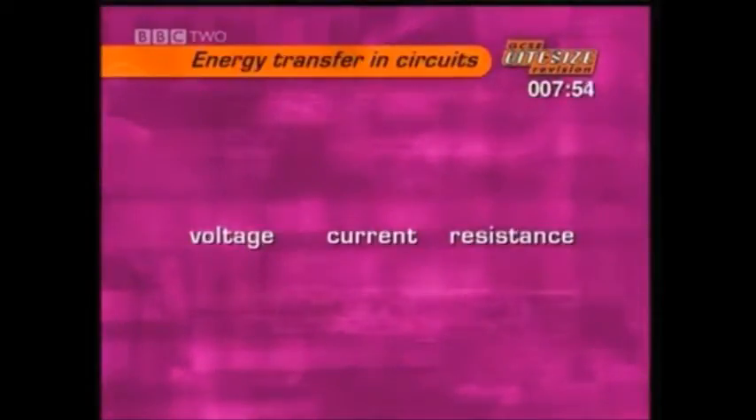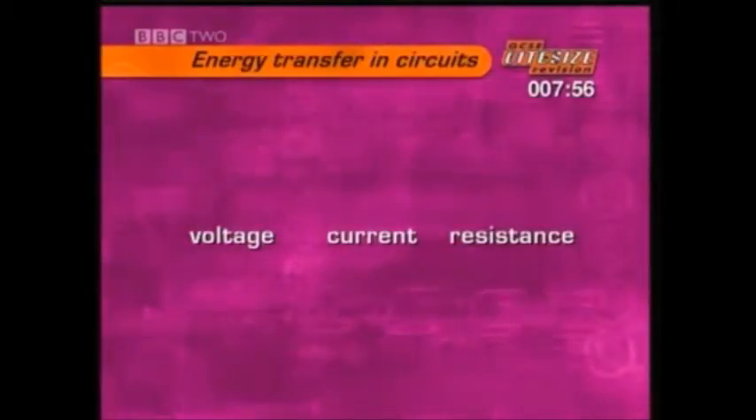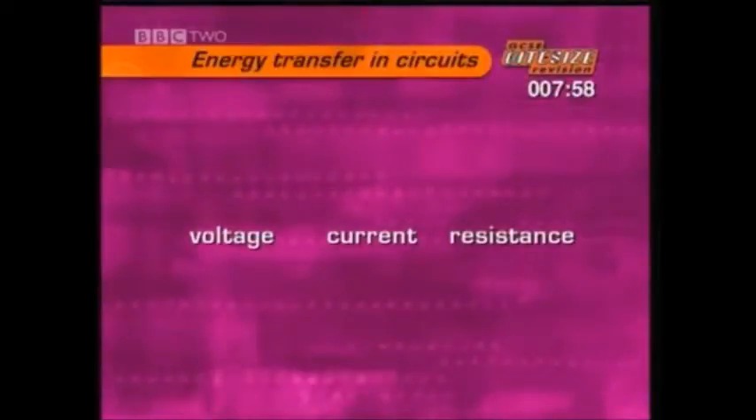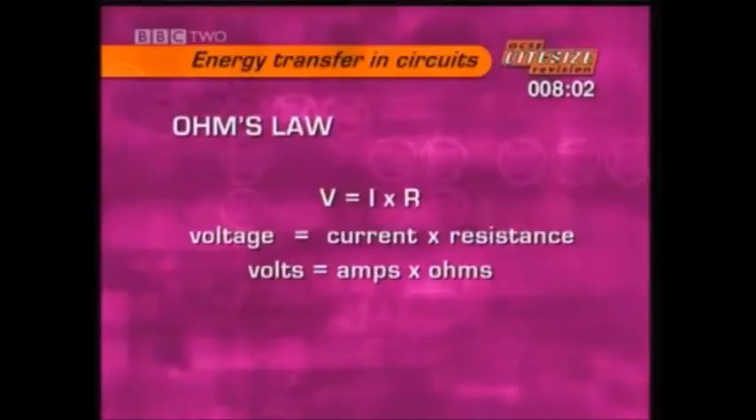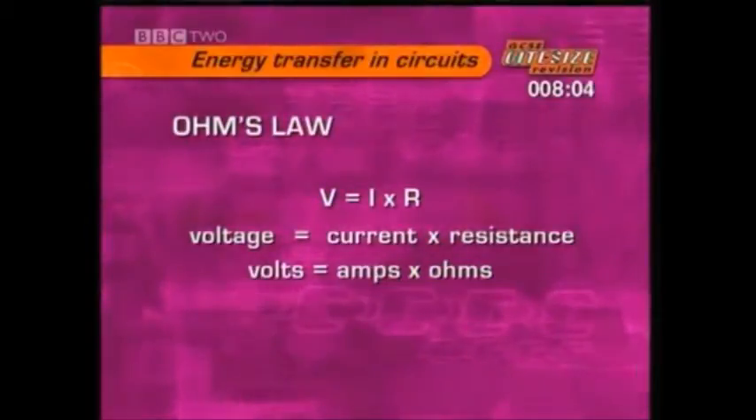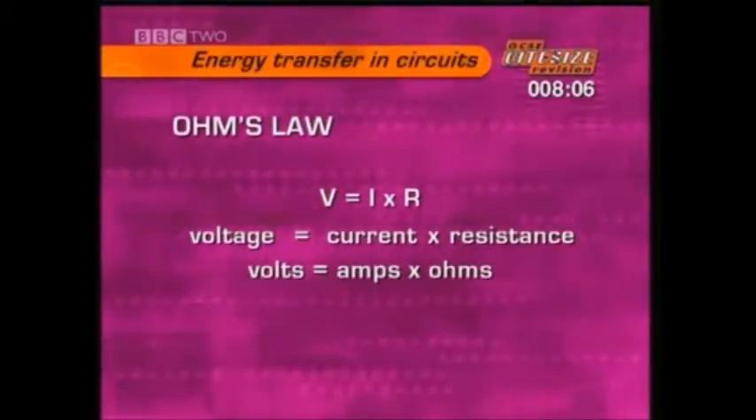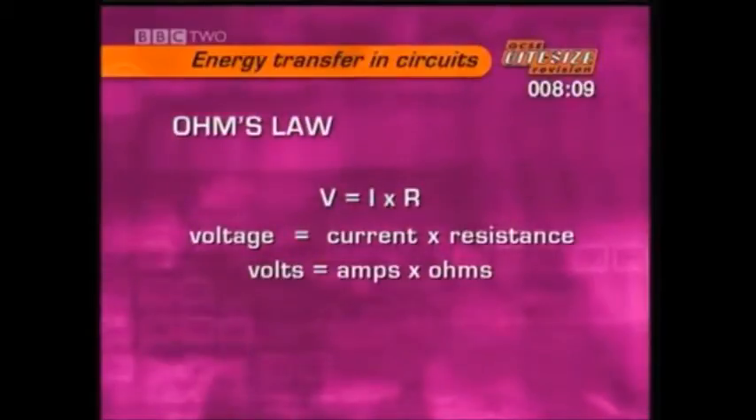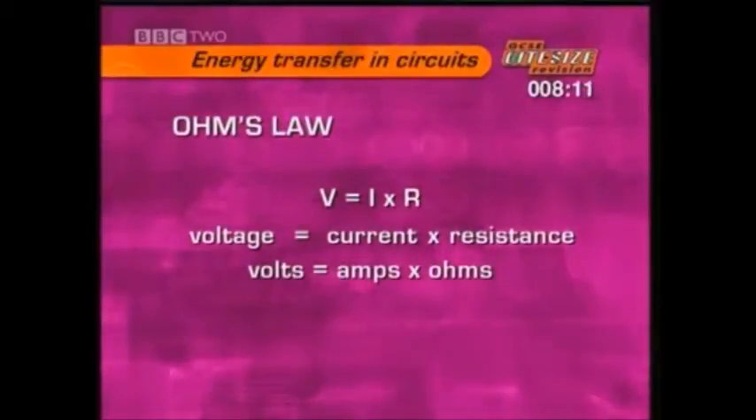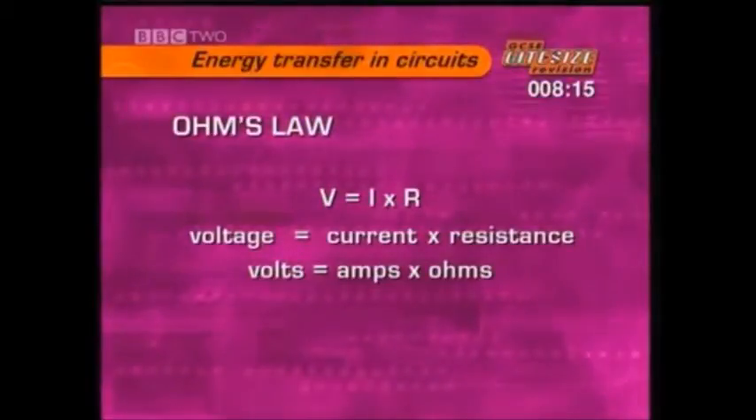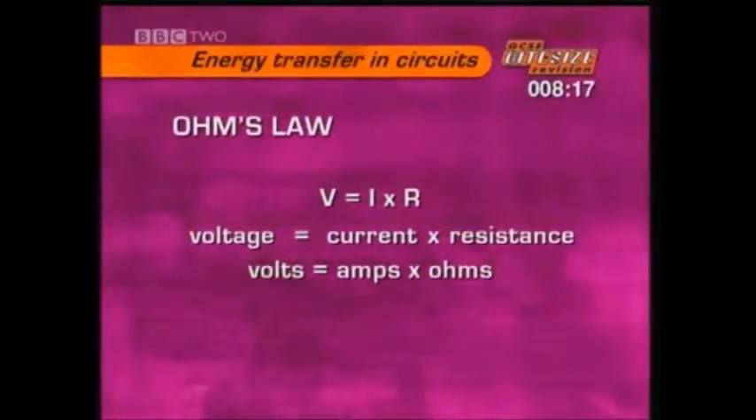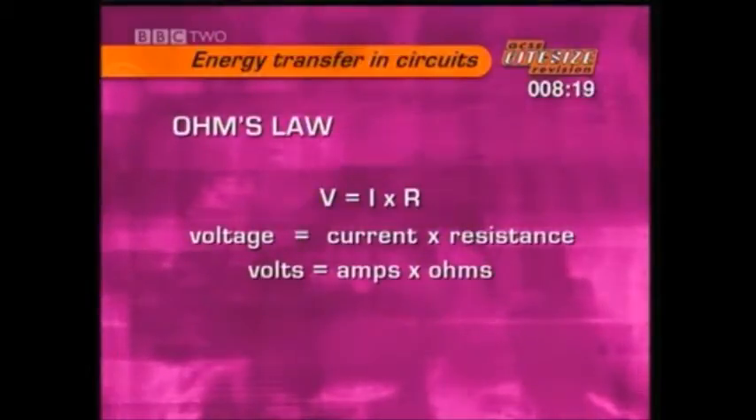There's a special relationship between the voltage, current and resistance in a circuit called Ohm's Law. Ohm's Law says that anywhere in a circuit, V equals I times R, where V is the voltage across a component in volts, I is the current going through the component in amps, and R is the resistance of the component in ohms. If you know any two of these values, you can work out the other one.